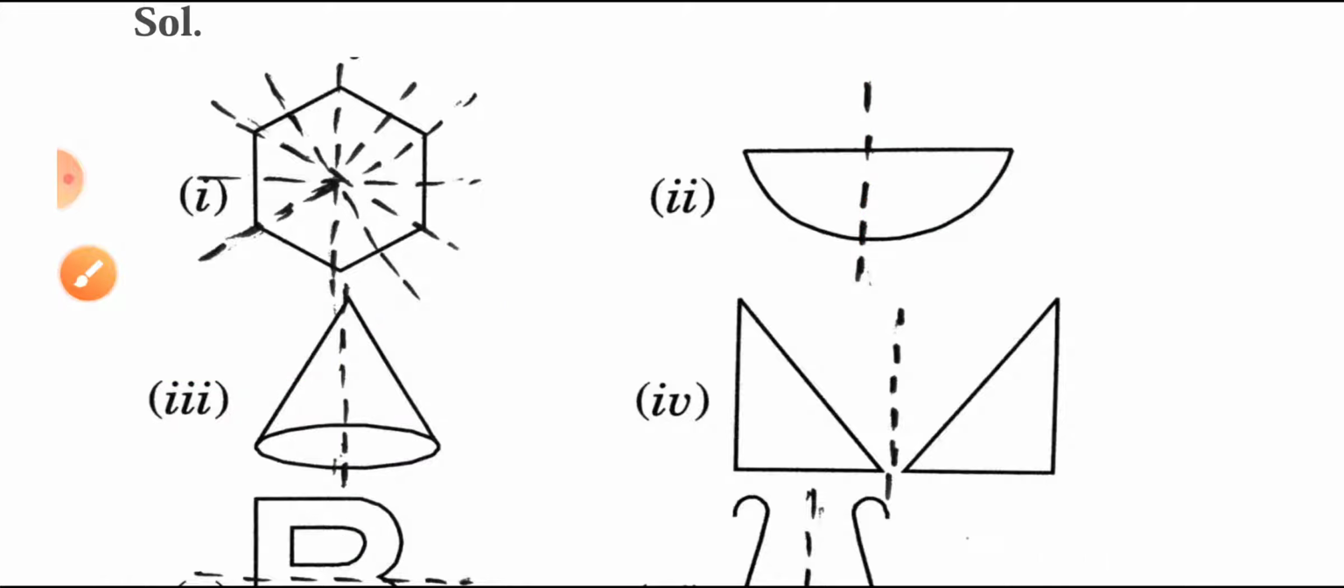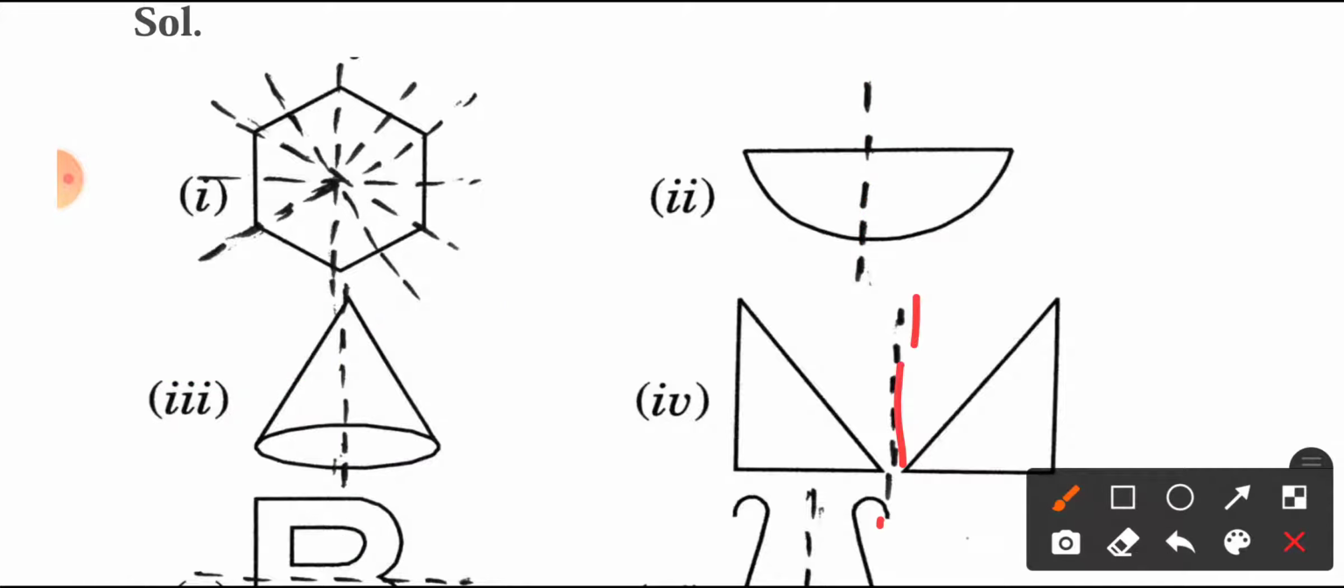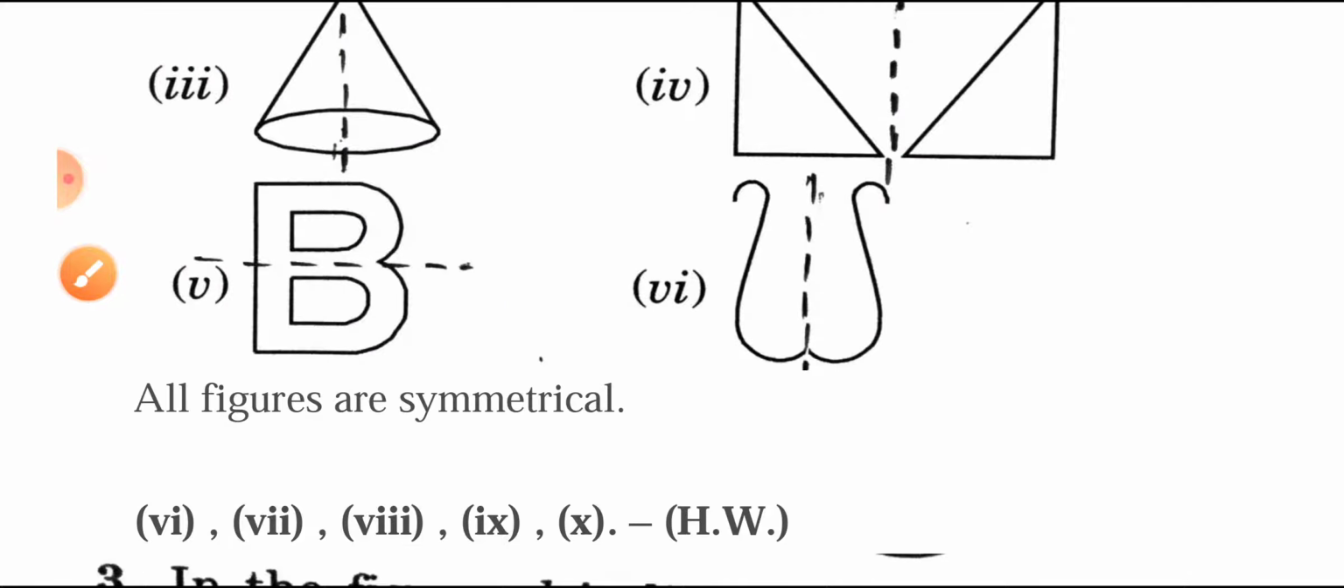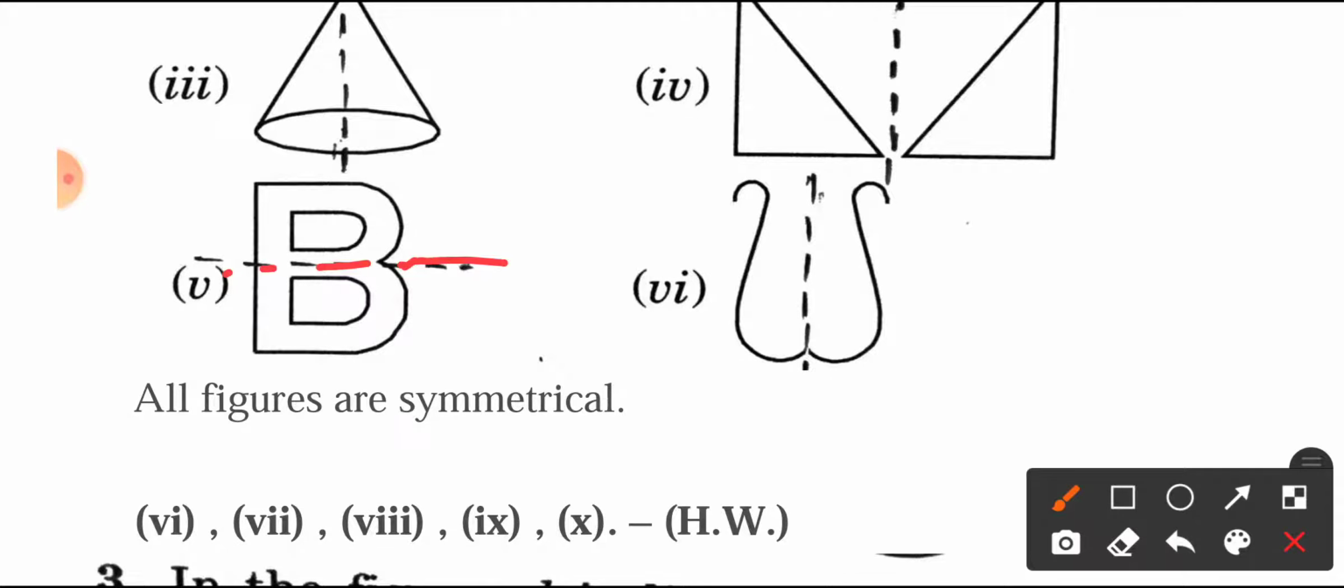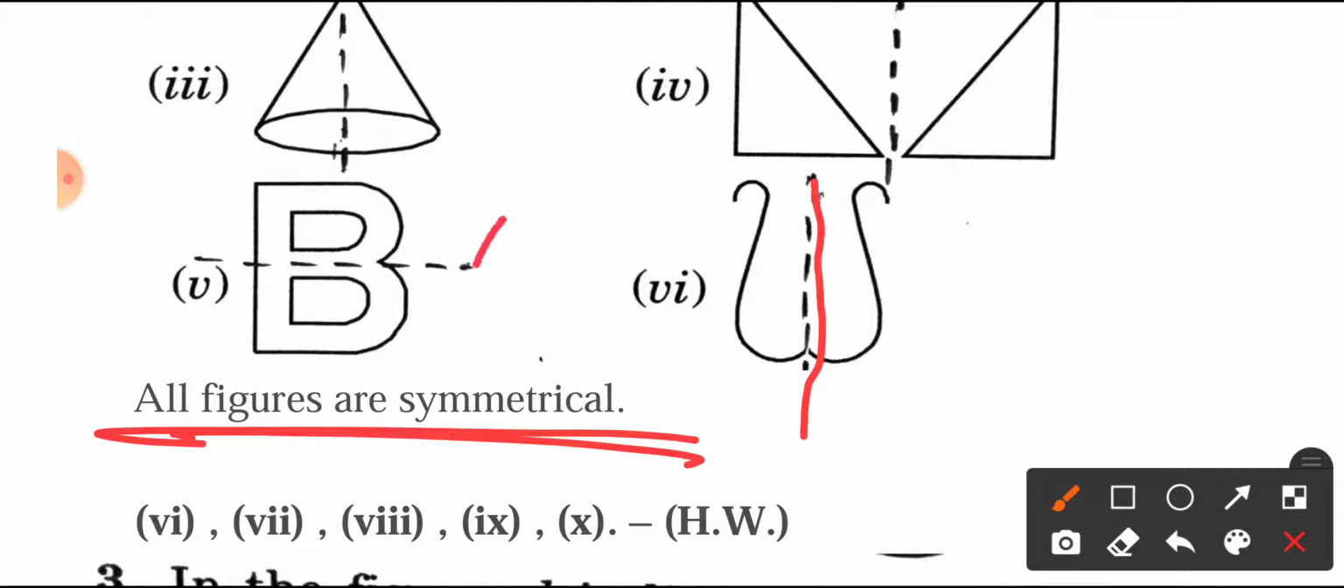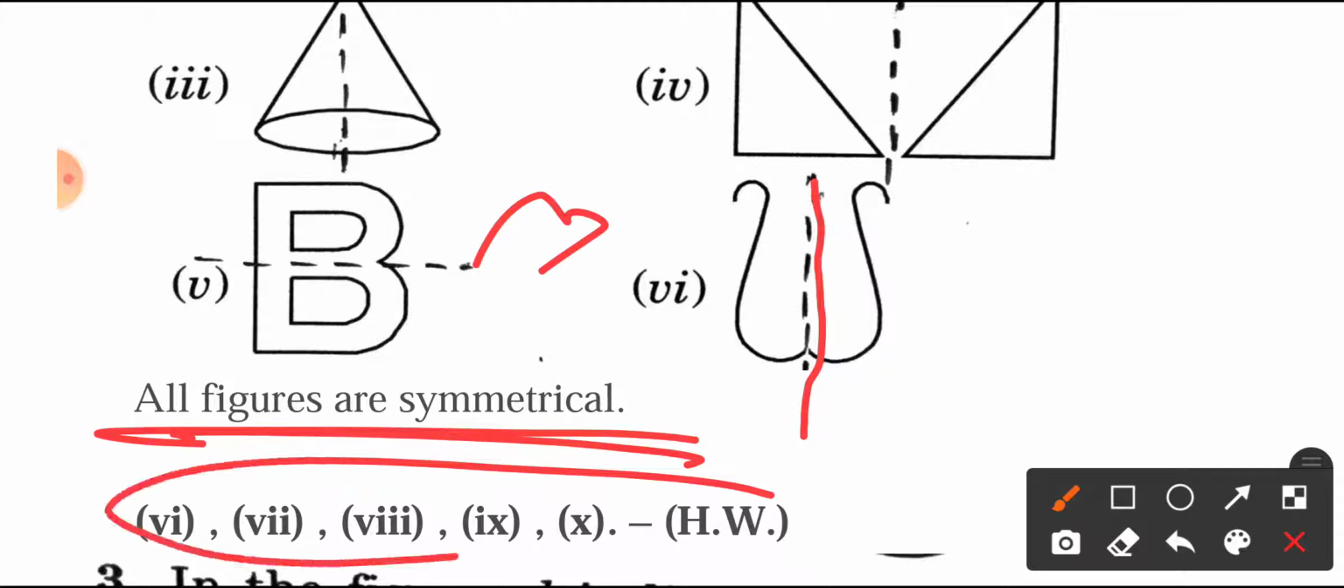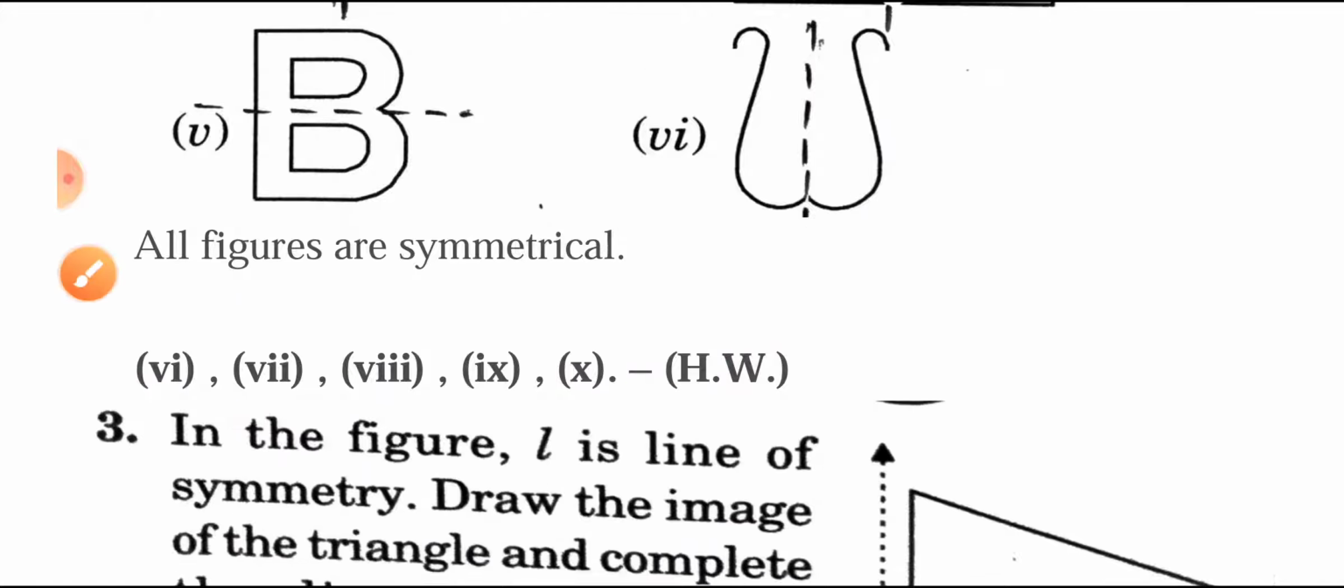Same in the fourth one, only one line of symmetry is possible. Then in B, how can you fold? Only horizontally. It is not possible vertically. If you divide it vertically, both parts will not be equal, so only in one way, horizontally. Same with this figure, vertically. So we have observed that all the figures are symmetrical. Like this you have to solve the remaining questions also.